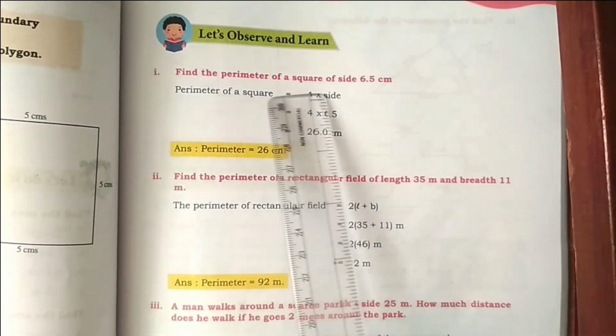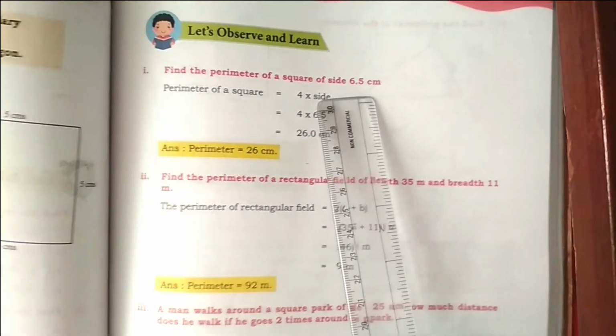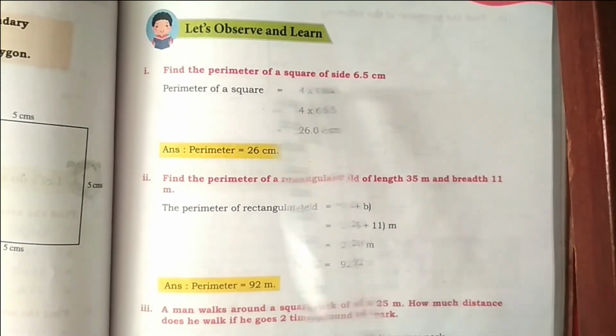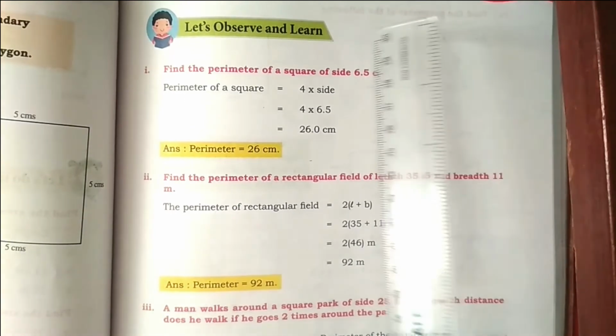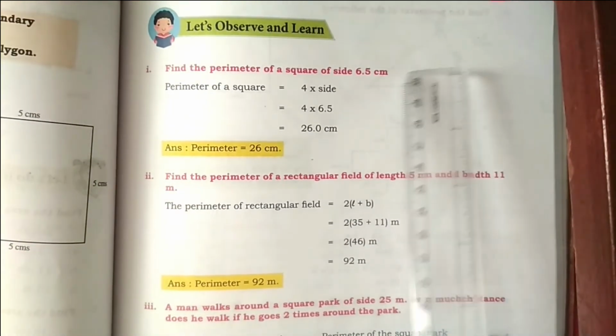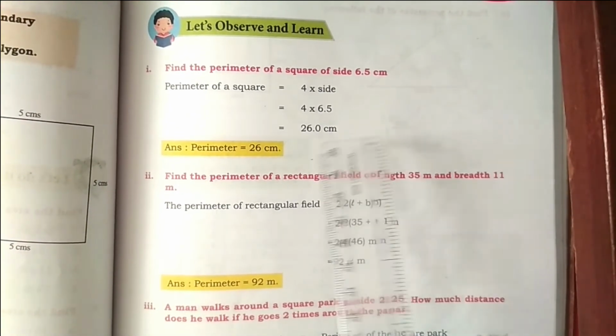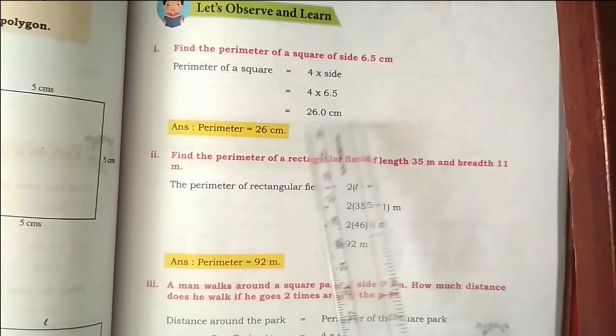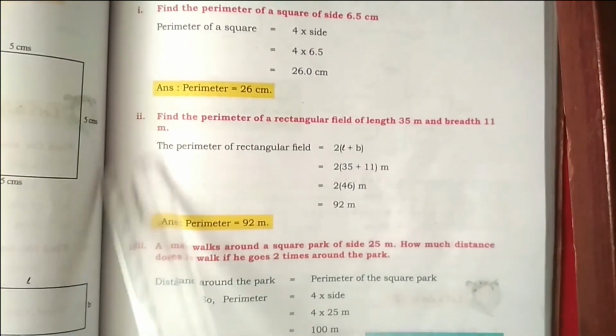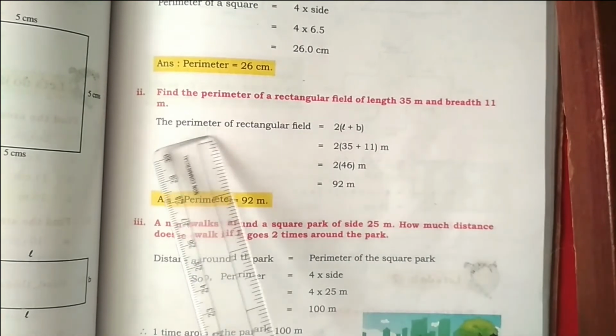Okay. Now let us observe and learn. Find the perimeter of a square of side 6.5 centimeters. So square means all the four sides are equal. So 4 into 6.5. How much is it? 26 centimeters it is. 26 centimeters is the answer.